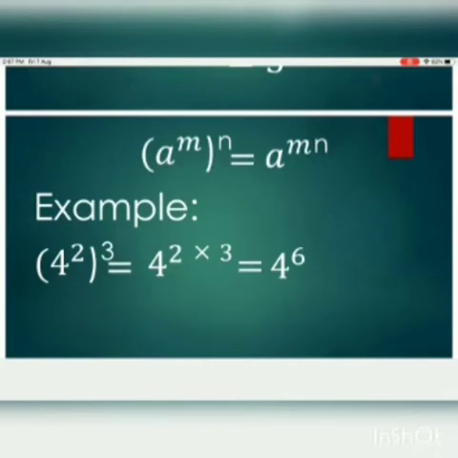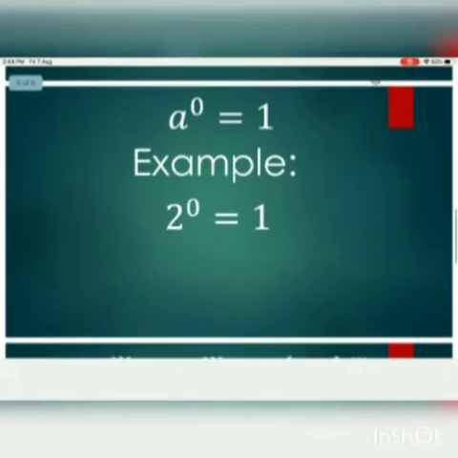Now, the next law, a power m the whole power n is equal to a power m into n. Now, this one, the power is again raised to another power. Already m is a power, again it is raised to other power n. So power raised to the power n, we have to multiply the two powers. So look at the example. 4 squared again raised to the power 3 is equal to 4 power 2 into 3, so 4 power 6. So power raised to the power, both the powers we have to multiply.